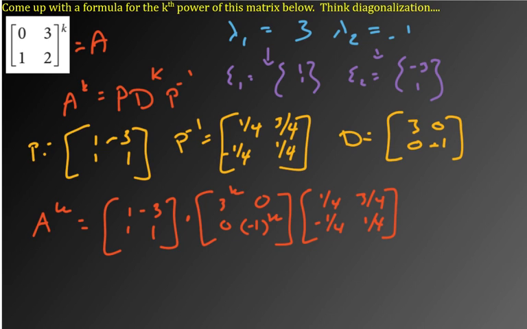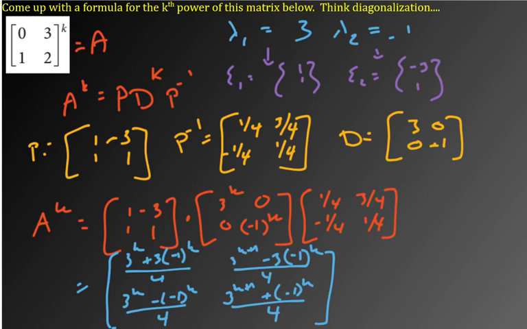So just as a final answer, this is what you get. 3 to the k plus 3 times negative 1 to the k, over 4. This is 3 to the k minus negative 1 to the k, over 4. And then 3 to the k plus 1 minus 3 times negative 1 to the k, over 4. And then 3 to the k plus 1 plus negative 1 to the k, over 4.